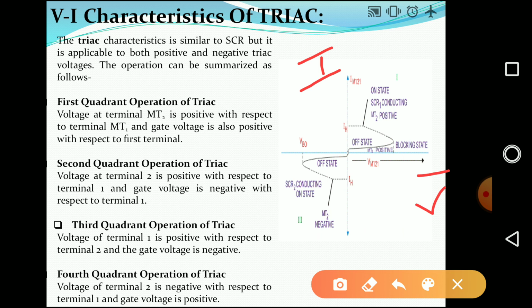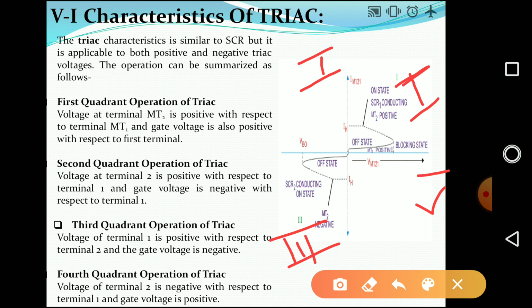So based on that, the operating regions or the characteristics of TRIAC is also same as an SCR only. But for the SCR, we are getting characteristics only in the first quadrant. But for the TRIAC, we are getting characteristics in the first as well as third quadrants here, and the characteristics remain same as SCR only.